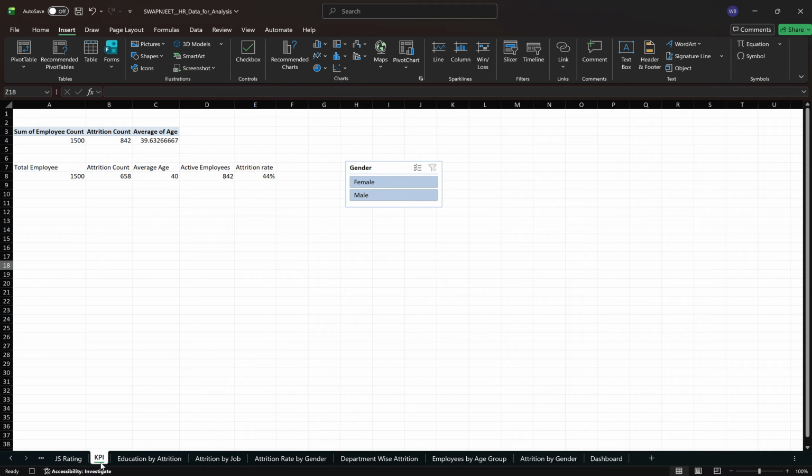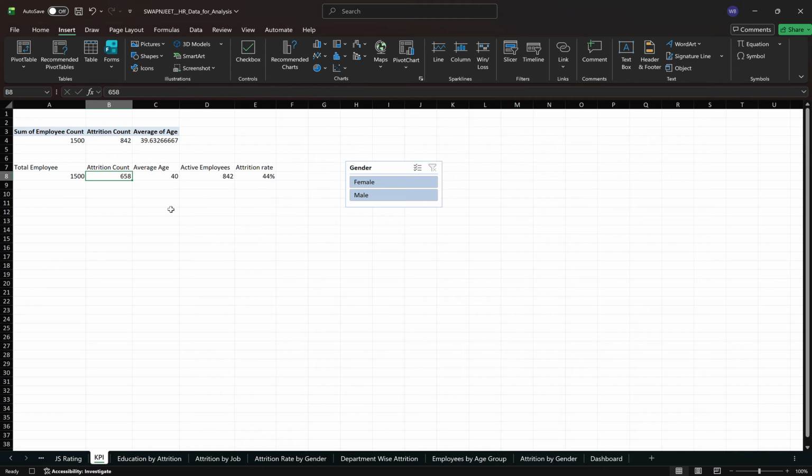Here we can see that the data set contains a total of 1500 employees, out of which 658 have left this organization, leaving 842 current employees. Here we have also segregated them with the average age of 44 and the overall job satisfaction score, which is 3.0 out of 5.